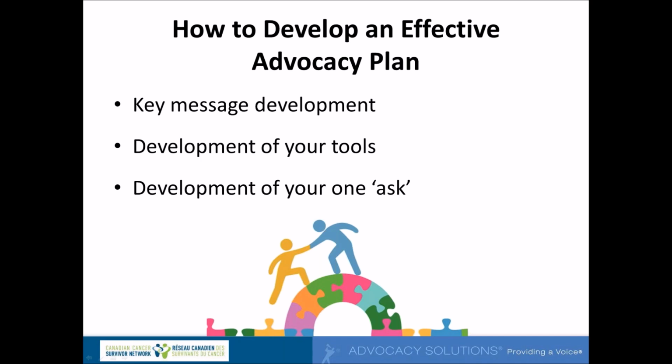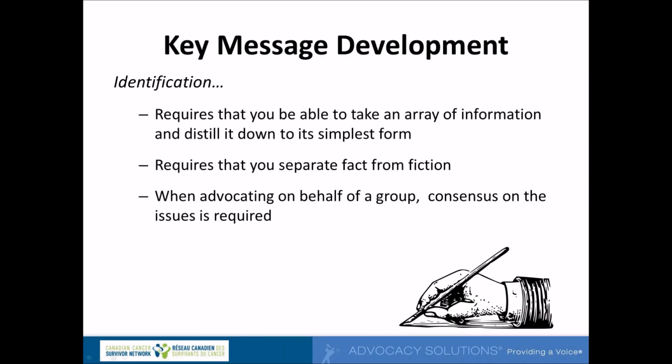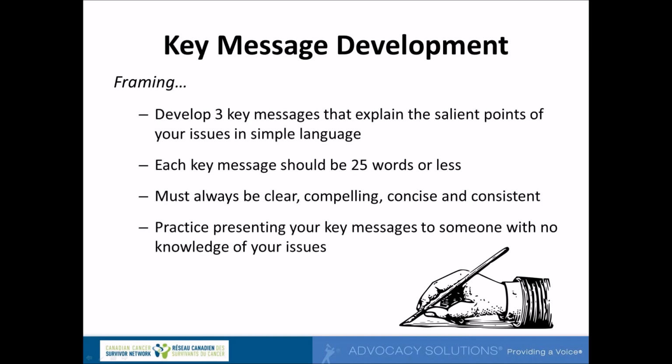First, next slide. First, it's identification. And this really requires you, as it says there, to distill, to take an array of information and distill it down to its simplest form when you're developing your key messages. So this is about identifying essentially what it is that you want to say. It's also important that if you're doing this as a group, that you reach a consensus on what it is that you want to say and how you want to say it.